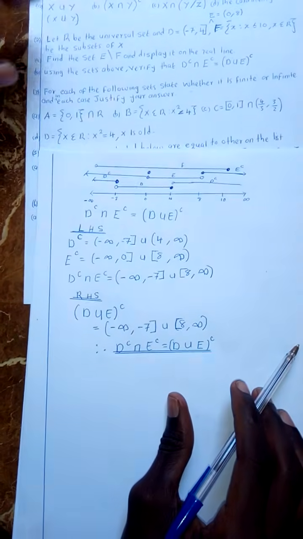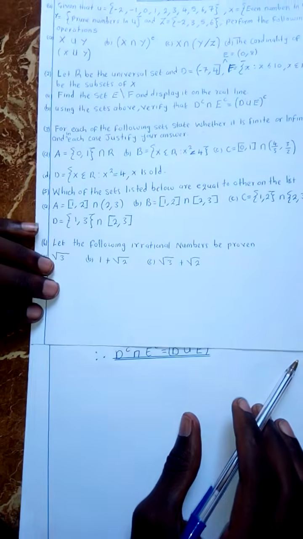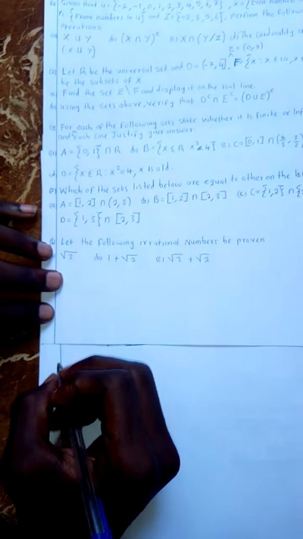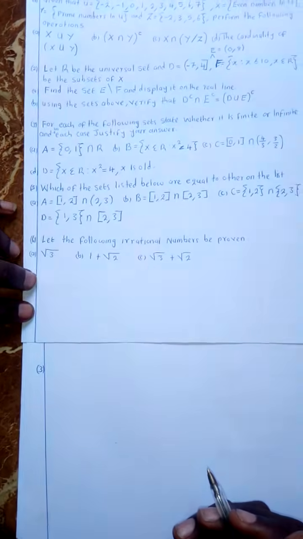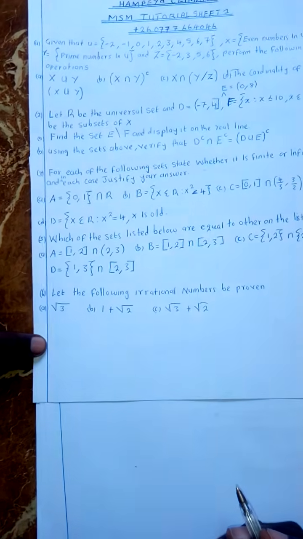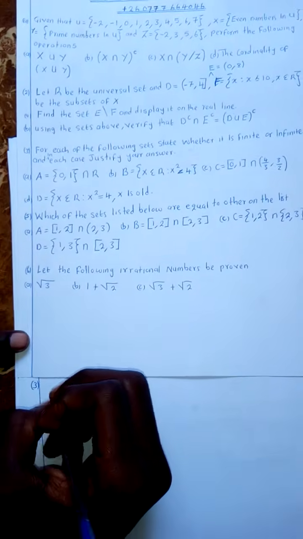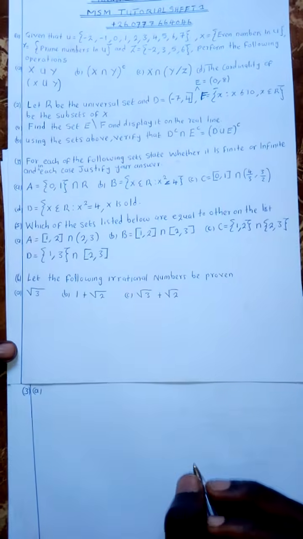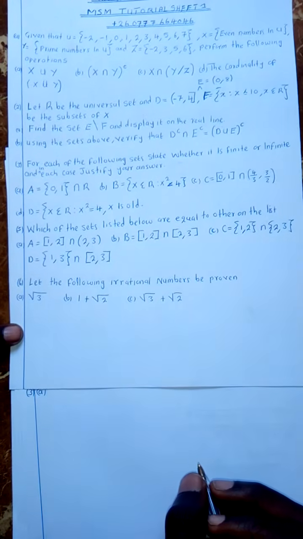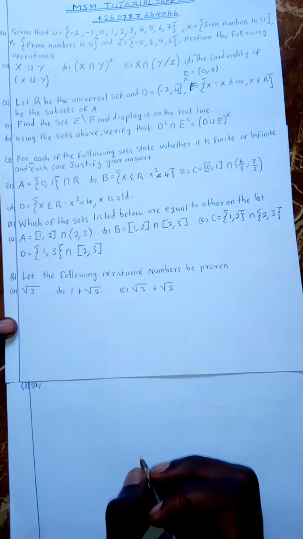Okay, we have the third question. The third question is saying, for each of the following sets, state whether it is finite or infinite, and in each case justify your answer. So we start with A. Now, I think I taught in my previous video what an infinite set is all about. So this time around, I think we'll just be passing there.